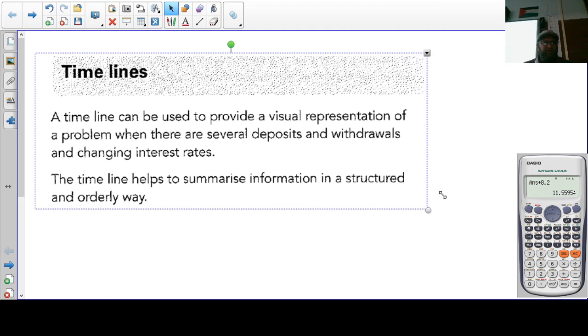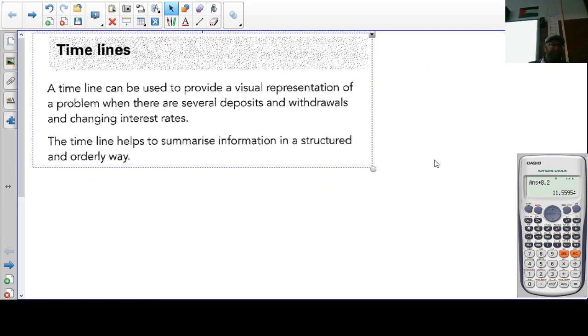So we are told that a timeline can be used to provide a visual representation of the problem where there are several deposits and withdrawals and changing of interest rates.